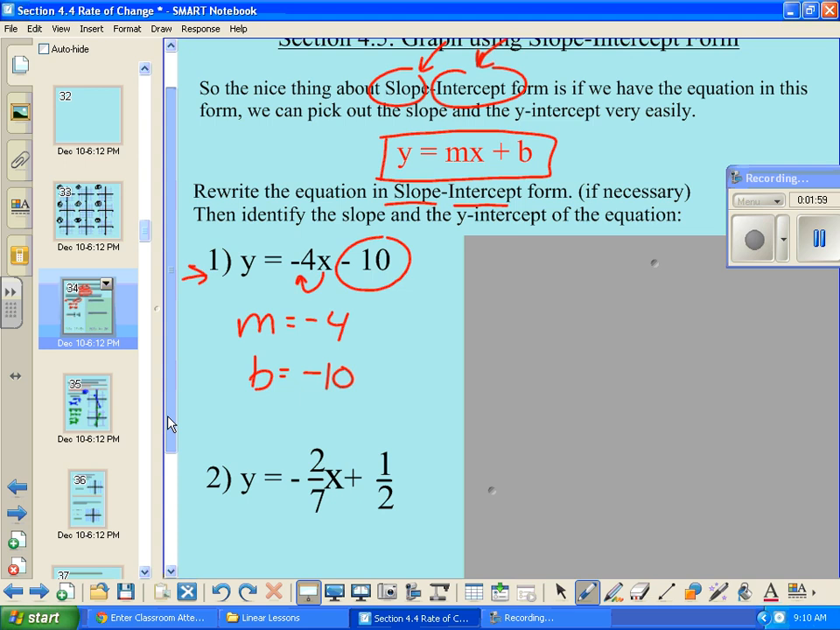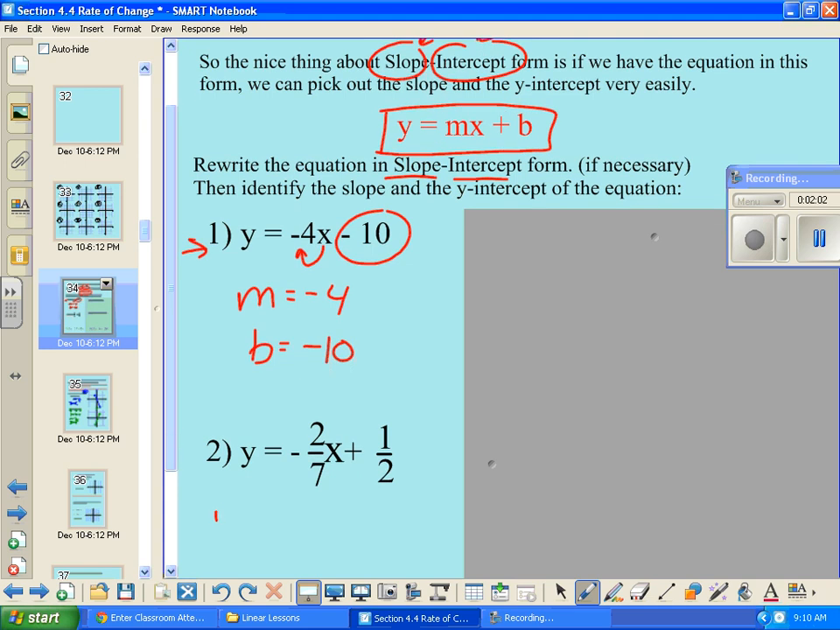Problem number 2 here, same kind of thing. It's in slope-intercept form already, which is nice. So I just have to pick off the key information, as I call it. And then we could go ahead and graph if we're supposed to graph these problems. The slope for this one, even if it's a fraction, that's okay. -7 over 2, or sorry, -2 over 7, or 2/7 for my slope. And my y-intercept can be a fraction too, that's all right. b can be 1/2 for that problem.